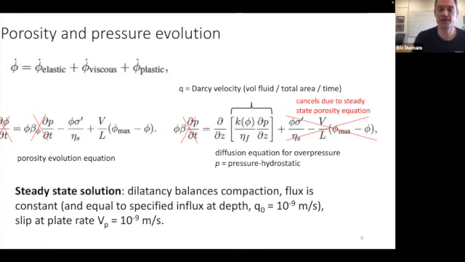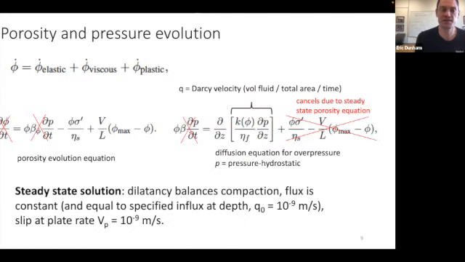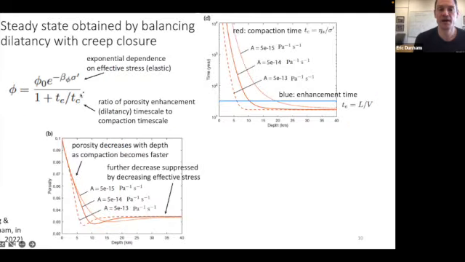And then, of course, we have steady state sliding too. So we balance that. We get an expression for the porosity here. It depends on effective stress, and it also depends on a ratio of the porosity enhancement timescale. So that's coming from dilatancy. That's this L over V timescale. And then there's a compaction timescale, and that comes from the compaction model that I mentioned earlier.